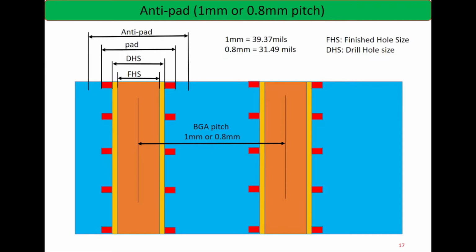Today, I am going to discuss the anti-pad and the different terminology associated with it, and decide whether, between the anti-pads in the BGA region, either single layer routing or double layer routing is possible or not. So let's start by understanding this diagram.